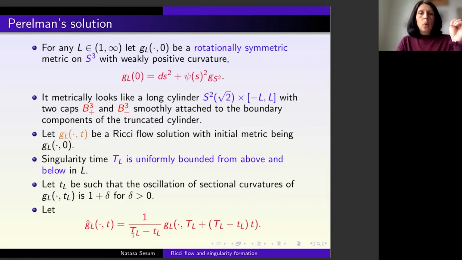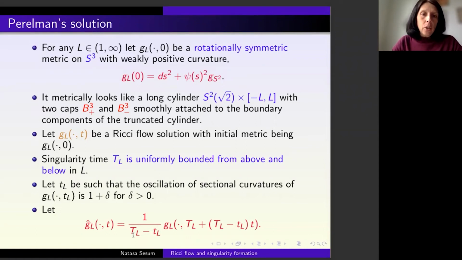Then he runs the flow. He then has this family of solutions, G sub L of t. He would like to take the limit as L approaches infinity. But first, he has to be a little bit careful how he takes the limit, because he would like to say that when I take the limit as L approaches infinity, I converge to an ancient solution which is not a sphere. So we have to be careful how we take this limit.